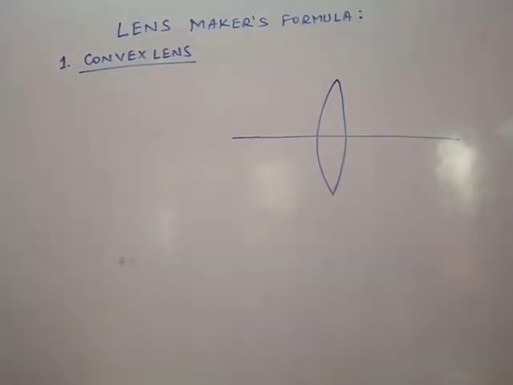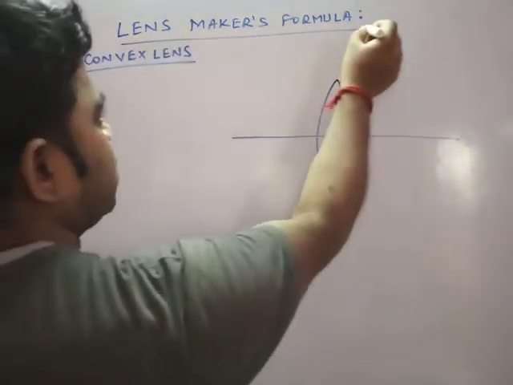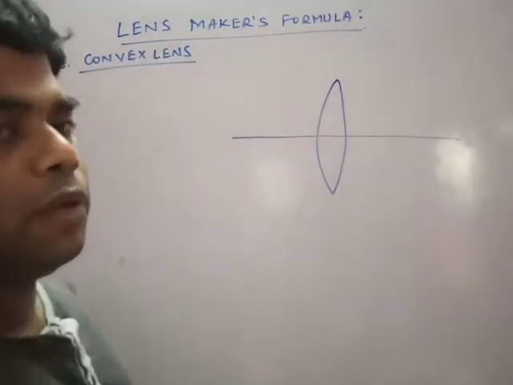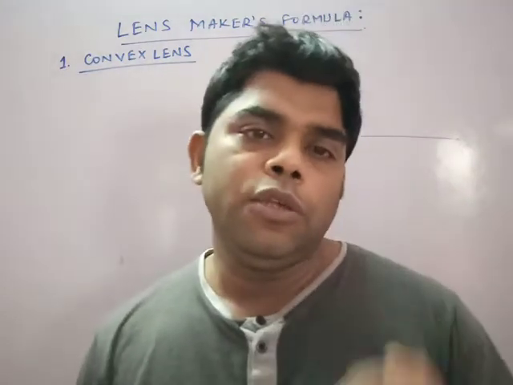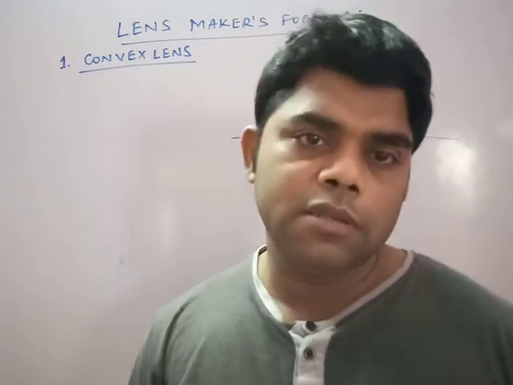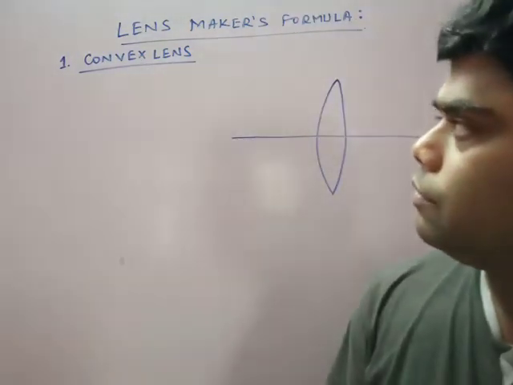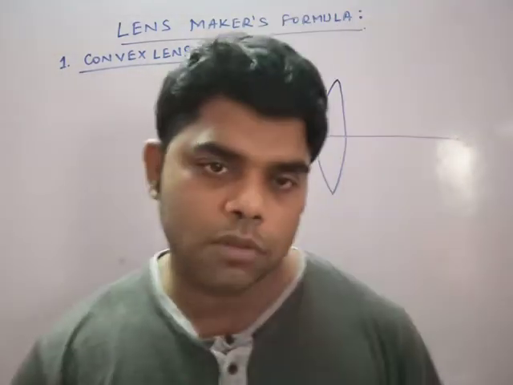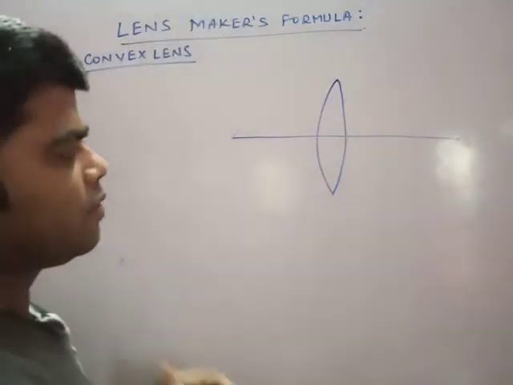So good morning students. Listen here, this is the lens maker formula. In this lens maker formula we are going to find a relation between the radius of curvature, U, that is object distance, V, image distance, and focal length, and even the refractive index also. So how can we relate all these variables?